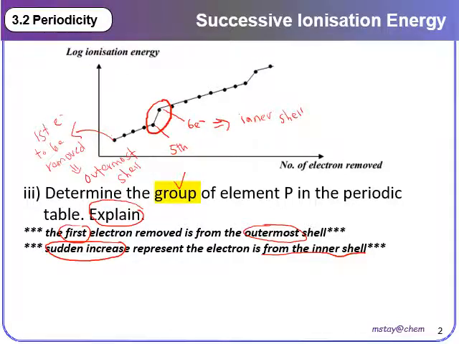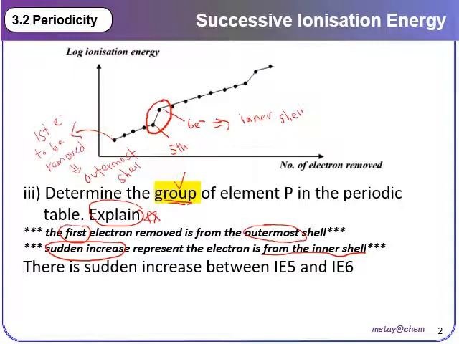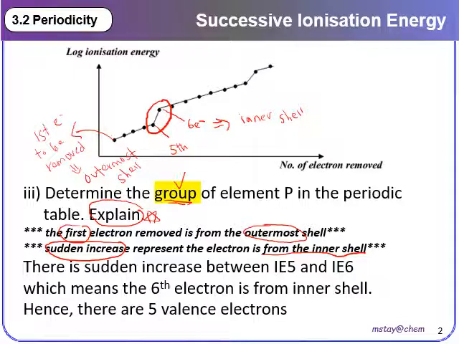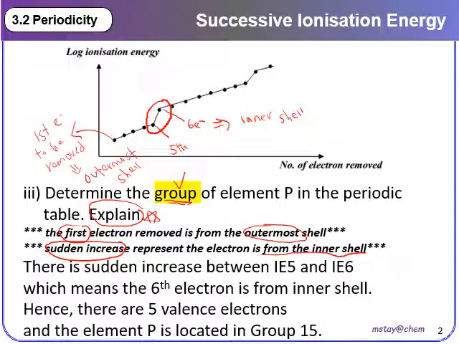Now we need to do the explanation before we can know the group. This is the way we do the explanation. There is a sudden increase between IE5 and IE6, which means the sixth electron is from the inner shell. At the same time, it means there are 5 valence electrons. So if there are 5 valence electrons, the element P is from group 15.